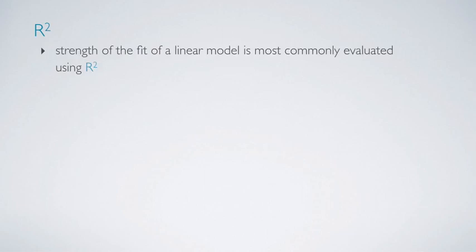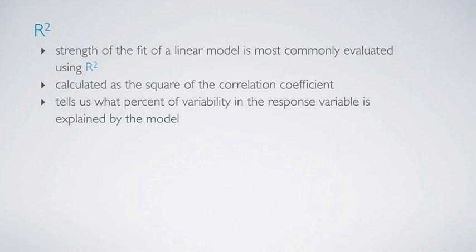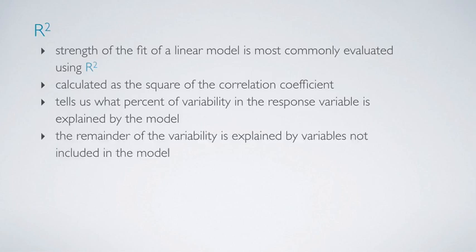Strength of the fit of a linear model is most commonly evaluated using R-squared. This is calculated as simply the square of the correlation coefficient. The R-squared tells us what percent of variability in the response variable is explained by the model. The remainder of the variability is explained by variables not included in the model. And then the R-squared value, being the square of the correlation coefficient, is going to be a number that's always between 0 and 1, that corresponds to the percentage of the variability in the response variable that's explained by the model.